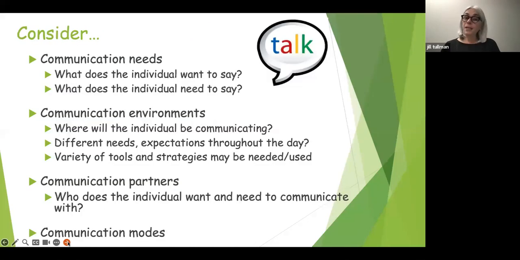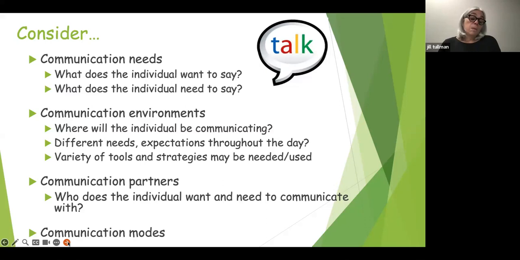What we want to consider are the individual's communication needs. What does the individual want to say? What do they need to say? What communication environments are they in? So where will they be communicating? Are there different needs and expectations throughout the day when they're with different communication partners?